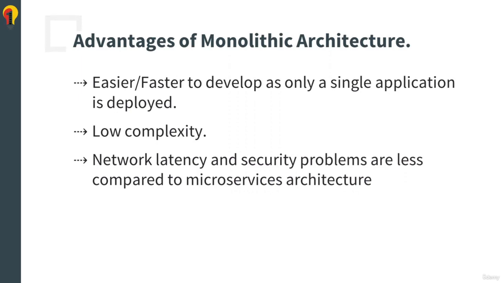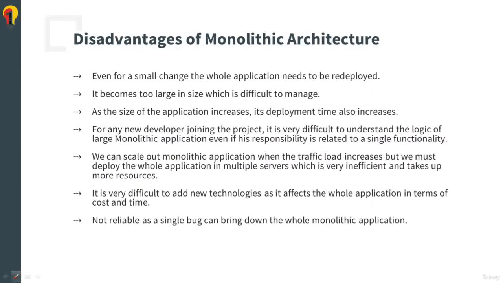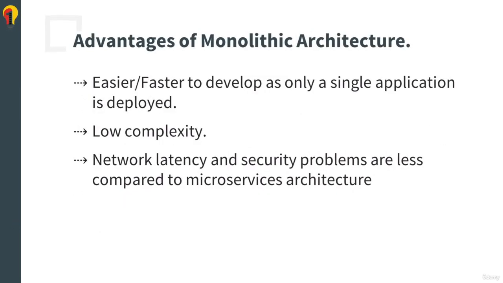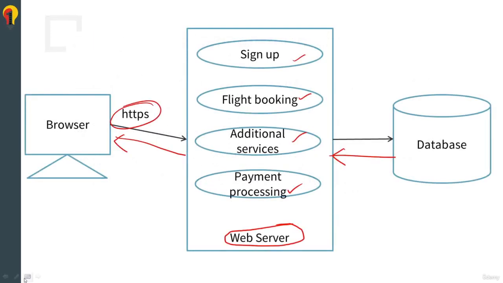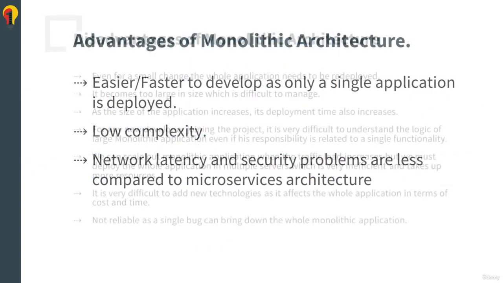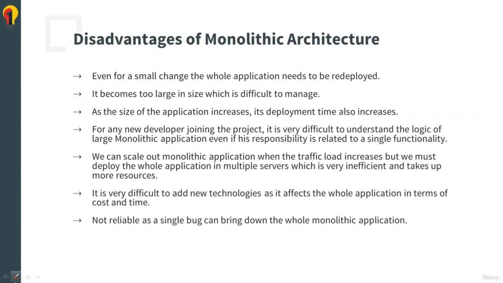But let's now discuss what were the challenges faced by this type of architecture. We know that all the services of a flight booking system are deployed in a single container. These services coexist within a single web server, which means that they were tightly coupled. So even for a small change, the whole application was to be redeployed. This was one of the biggest disadvantages. It becomes too large in size, which is difficult to manage. As the size of the application increased, its deployment time also increased.